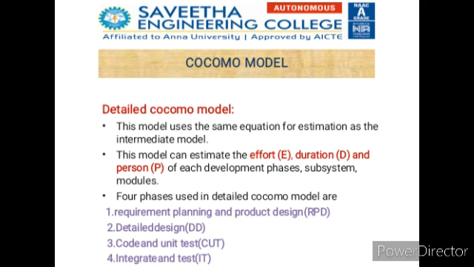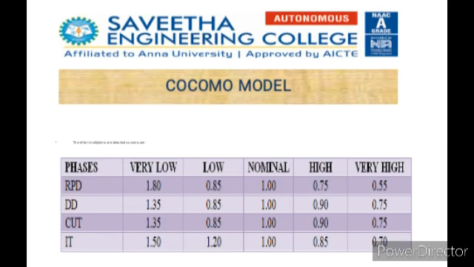This model can estimate the effort, duration, and persons of each development phase, subsystem, and module. Here four phases are involved: requirement planning and product design, detailed design, code and unit testing, and integrate and test. Multipliers of detailed Cocomo are given for the following phases: requirement planning and product design, detailed design, code and unit test, and integrate and test, and the values are given in a 5-point scale from very low to very high. Using these detailed cost drivers, an estimate is determined for each phase of the life cycle.